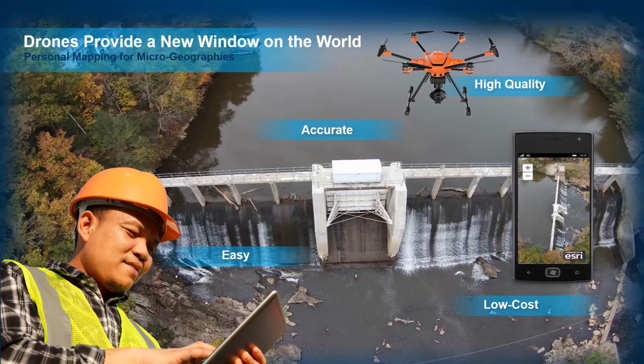Just a few years ago, Esri came to the realization that low-cost commercial drones offered a new window to the world. Before the development of unmanned aerial systems, it had not been cost-effective to use imagery for mapping microgeographies, such as a park, a golf course, or a small development project.